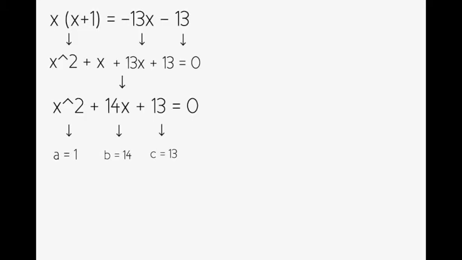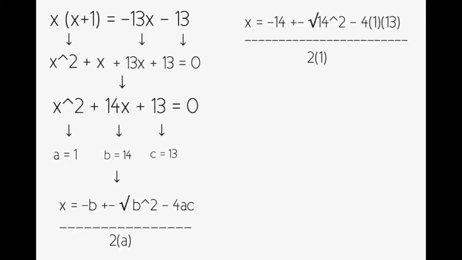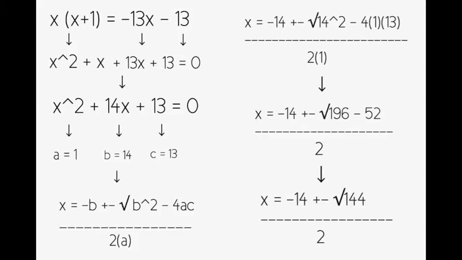After getting the values of a, b, and c, we can now substitute them into the quadratic formula. -14 plus or minus the square root of 14 squared minus 4 times 1 times 13, divided by 2 times 1. After simplifying, the equation will now be -14 plus or minus the square root of 196 minus 52, divided by 2. 196 minus 52 is 144. Our equation will now be -14 plus or minus the square root of 144, over 2.